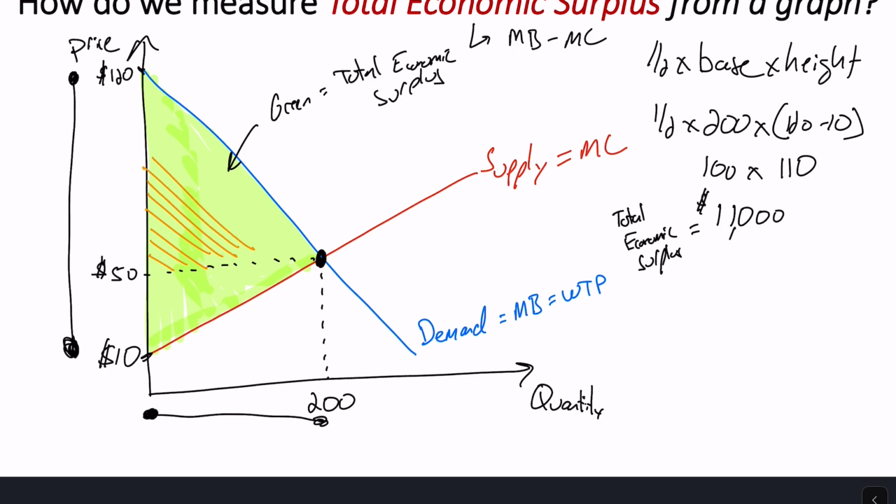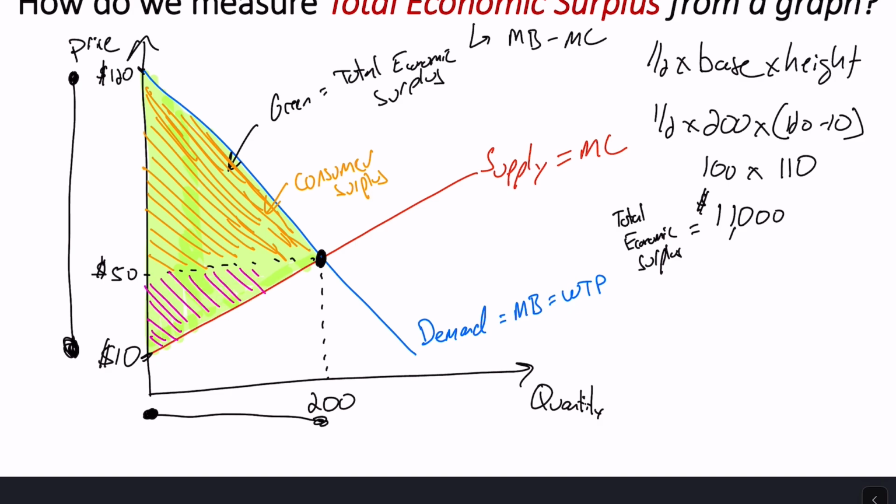So of that green, right, the total, we can apportion that to the two different parties. The orange is going to go to consumers and consumer surplus. And the pink here is going to be surplus going to producers for producer surplus. Like so. Okay, so here's the explanation of it. Next, let's do a practice question.